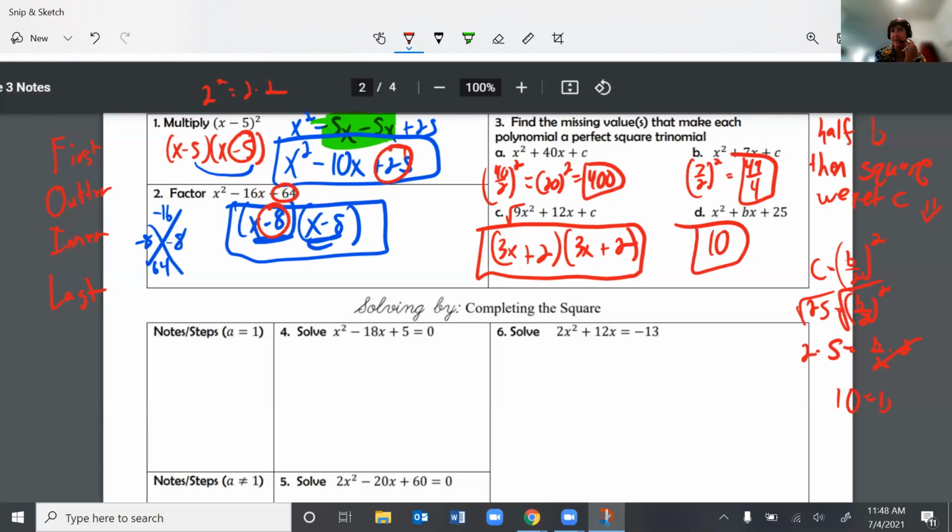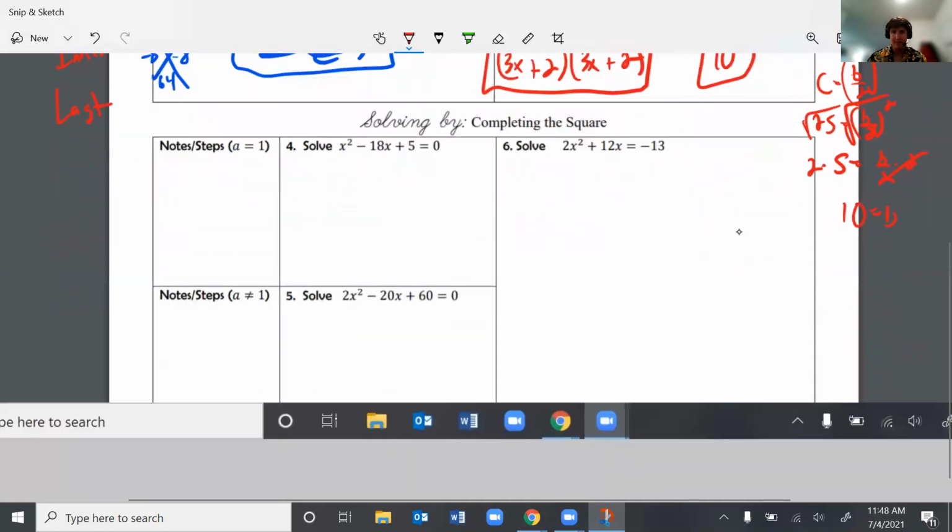It's okay if you didn't get those. Again, that's kind of like an exploratory little activity. Okie doke. Moving down here. Now we're going to get into why we did this in the first place. We're going to be calling this completing the square because this is going to take us to the square roots.